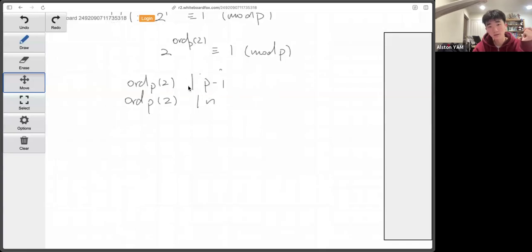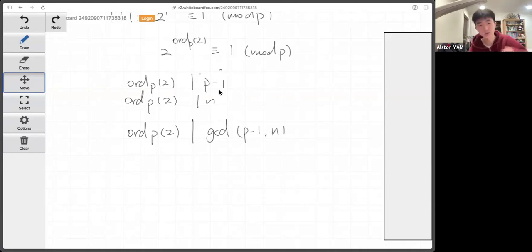So then, because the order is just a number, if this number divides both n and p minus 1, then we know that it must divide the GCD, right? The greatest common divisor of p minus 1 and n. Because this order is just some common divisor of n. It can be the GCD, it doesn't have to be the GCD. But whatever that number is, if it divides both of these, it must divide the GCD of these two, right?